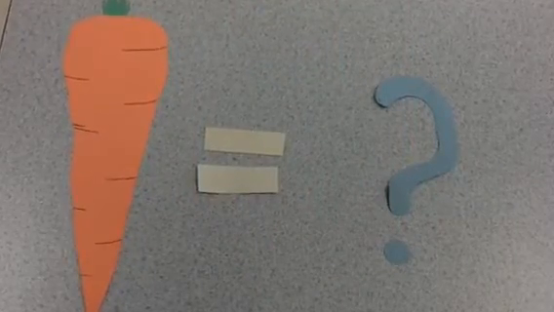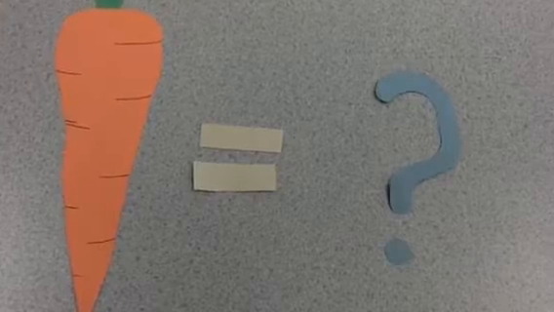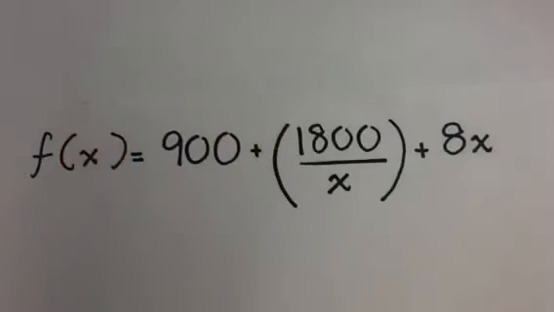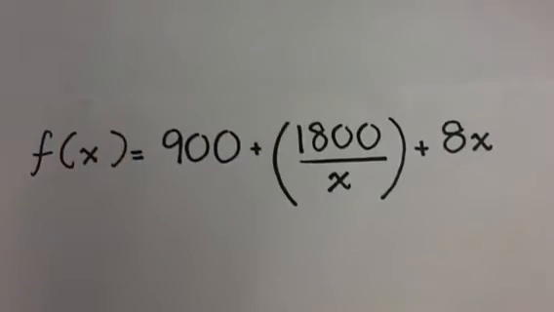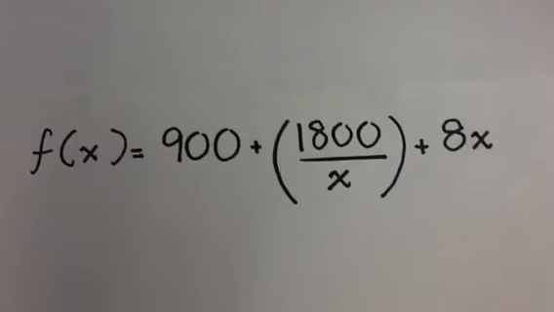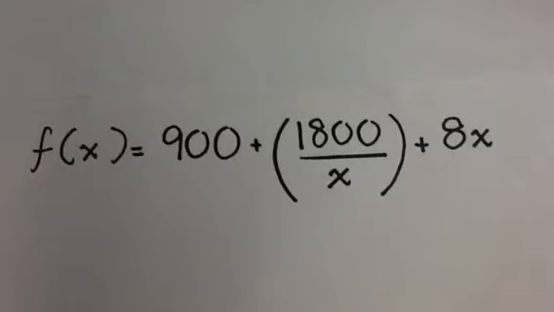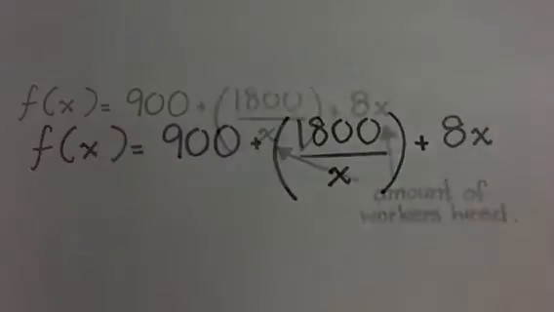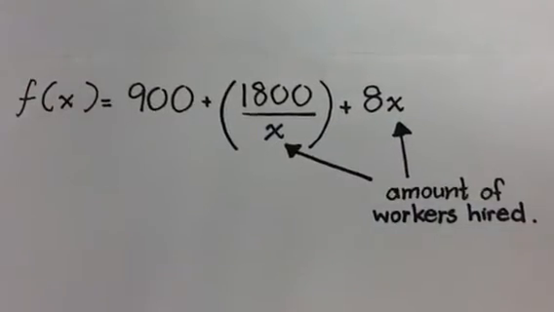First of all, we have to find the cost expressed as a function of x. Let's call this function f of x. The total cost of picking 900 bushels with expenses is equal to f of x, which is 900 plus 1800 over x plus 8x, where x is the number of workers hired.